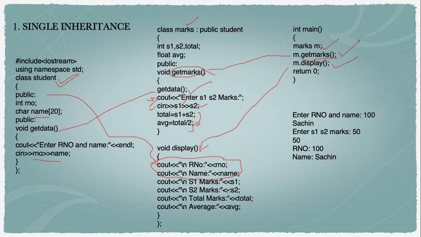Then S1, S2, total, and average are displayed directly from the derived class called marks. Because only the derived class object is created, the marks class is accessed directly, but the student base class is also accessed by the single object. This is called inheritance. That means accessing the properties from one class to another class without creating an object is the process of inheriting.